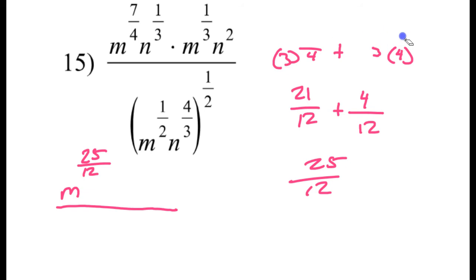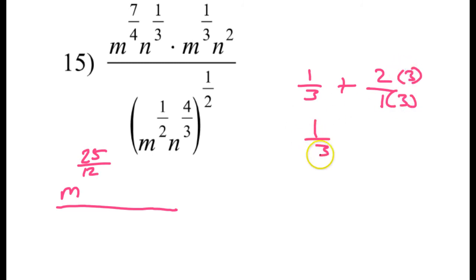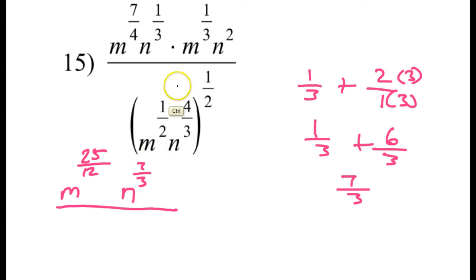But first, let me erase my scratch paper area. Okay, so I have to do 1/3 plus 2. So I need like denominators, so I will do this. So I've got 1/3 plus 6/3, so that is 7/3. So that's why I will have n to the 7/3 power. So that's my numerator.